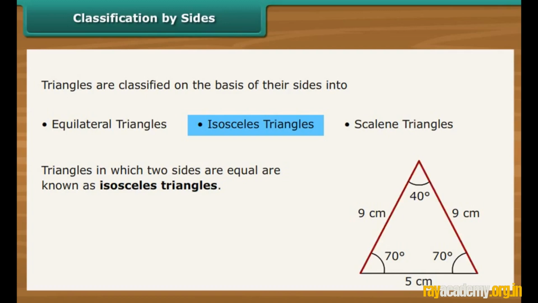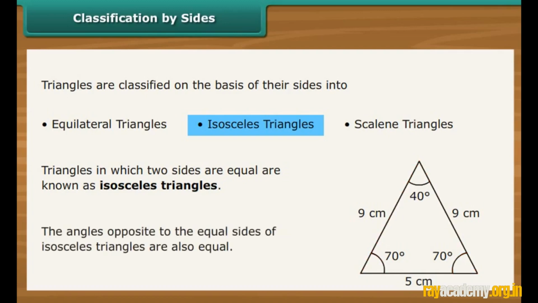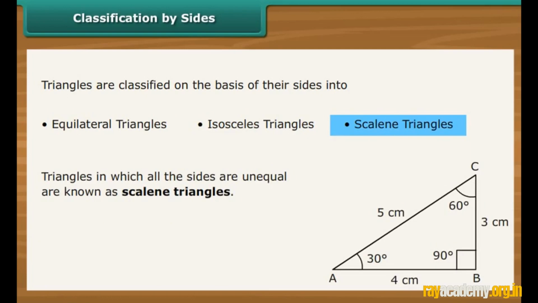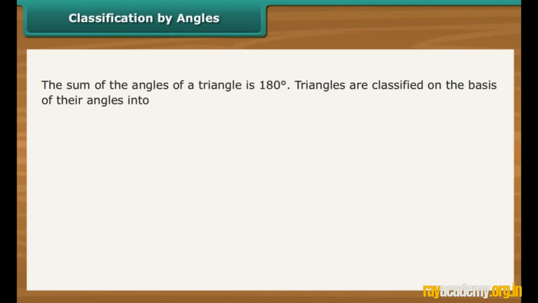Classification by angles. The sum of the angles of a triangle is 180 degrees. Triangles are classified on the basis of their angles into acute angled triangles, right-angled triangles, obtuse angled triangles. Triangles in which all the three angles measure less than 90 degrees are known as acute angled triangles.